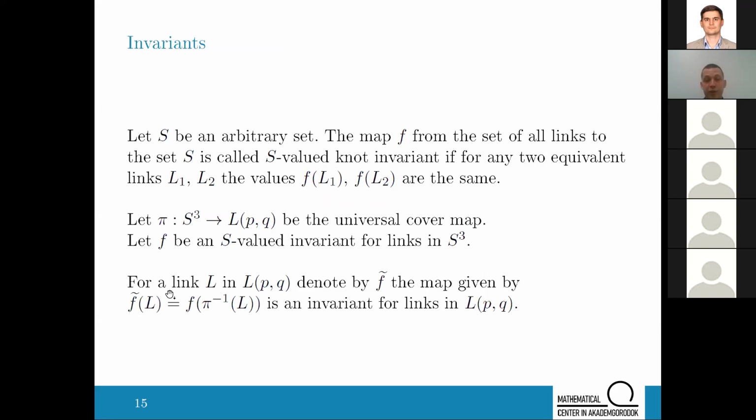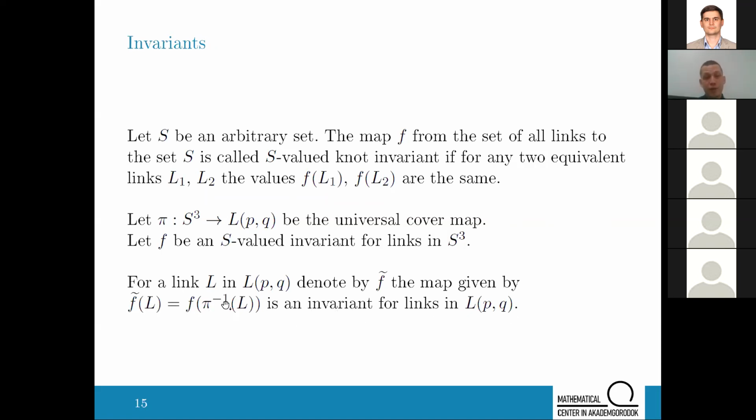This construction is given here. If you have a link, then denote by tilde F the map which maps a link L in the lens space to the value F of pi inverse of L. Here L is a link in the lens space. Pi inverse of L is the full preimage of L, and it is inside S3. So the full preimage of a link is a link. And on this link, you can calculate the value F. So this map F tilde maps a link L in the lens space to some element of S.